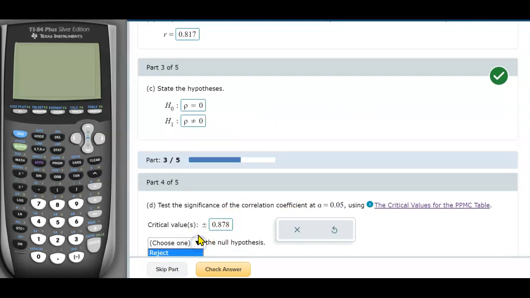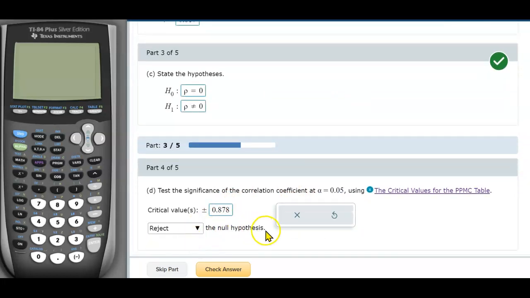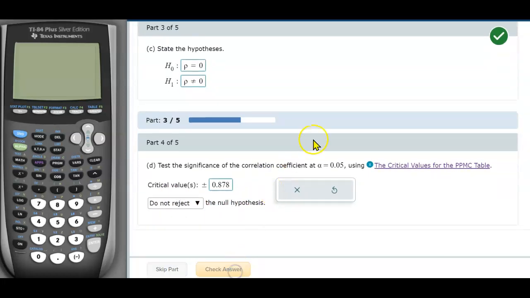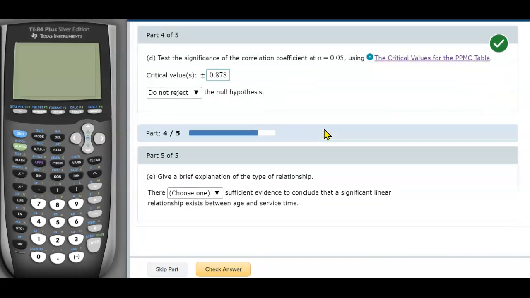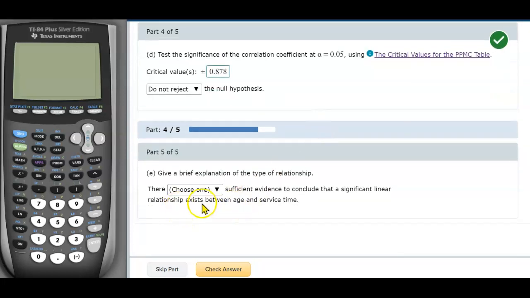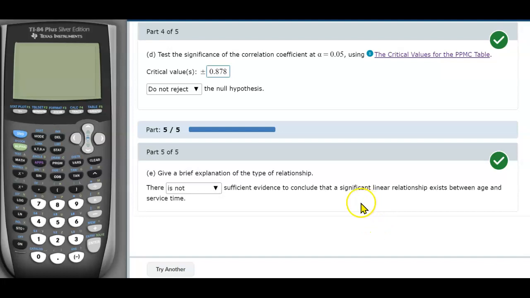We are not rejecting the null hypothesis. Do not reject the null hypothesis. You can check it. All right, and if it asks whether there is or there is not enough evidence to conclude that a significant linear relationship exists, no, there is not. There is not enough evidence to conclude there is a linear regression, or significant relationship, between the two variables, all right? And you check it, and here you go.